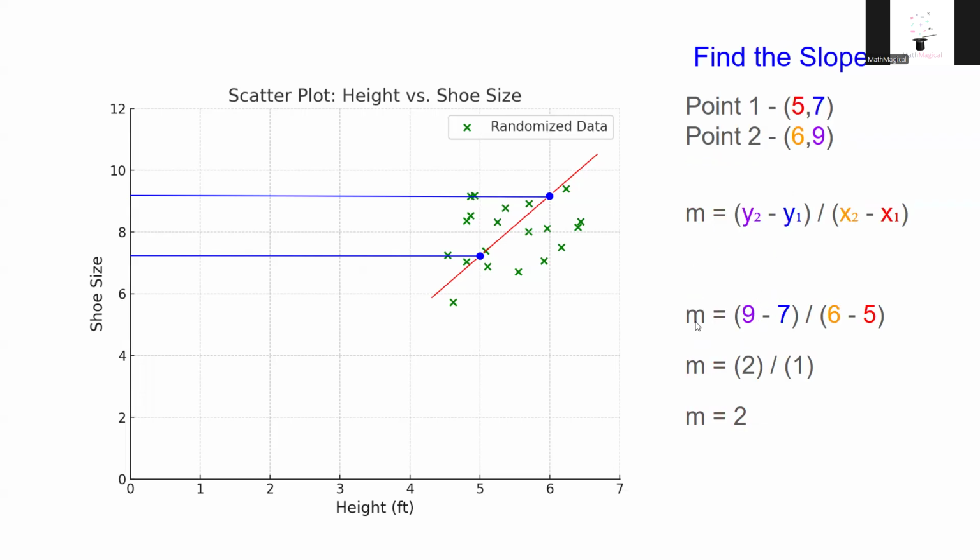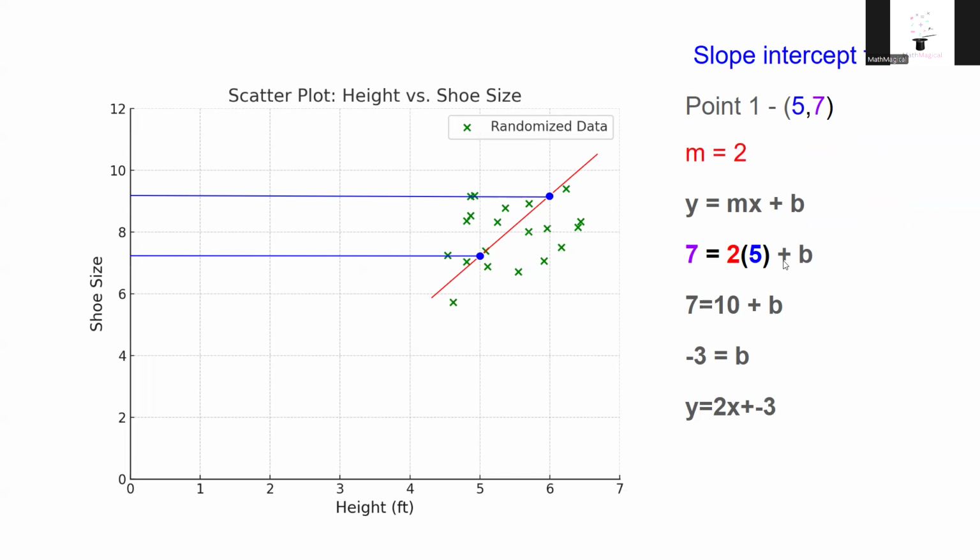So now we have the equation. The slope equals 9 minus 7 divided by 6 minus 5. Well, 9 minus 7 is 2. 6 minus 5 is 1. So that gives us a slope of 2.